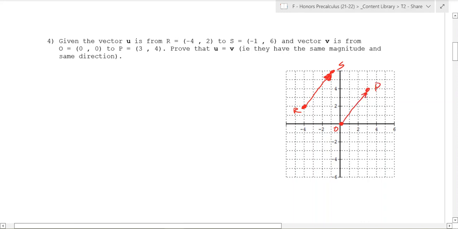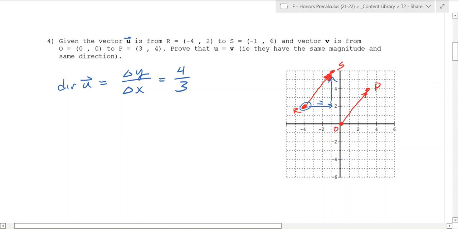Prove that u is equal to v, that is, they have the same magnitude and direction. The direction is the slope. From r to s, you're going to go over 3 and you're going to go up 4. So the direction of vector u is going to be the change in y over the change in x from r to s, and that's going to be 4 over 3.